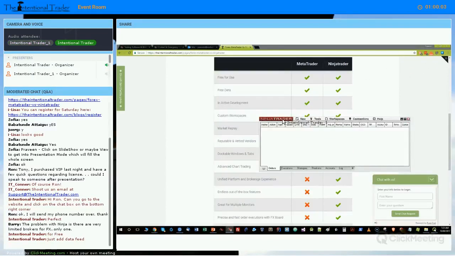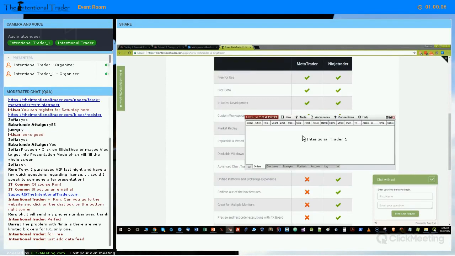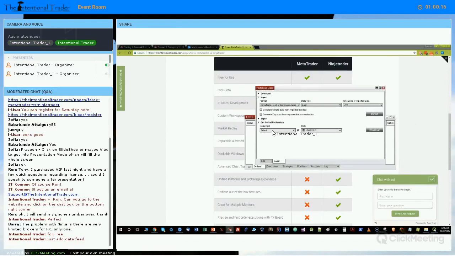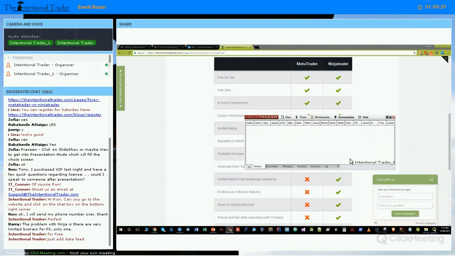What market replay is, all you have to do is go to Tools, go to Import, go to Historical Data, go to Get Market Replay Data, go to the Euro USD, and you can download yesterday's data, and that's it. There you go. And you just connect to market replay. So playback connection, that's what NinjaTrader is calling it now. And then you simply go to the date that you want to replay.